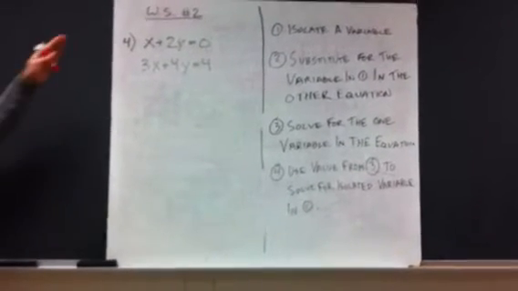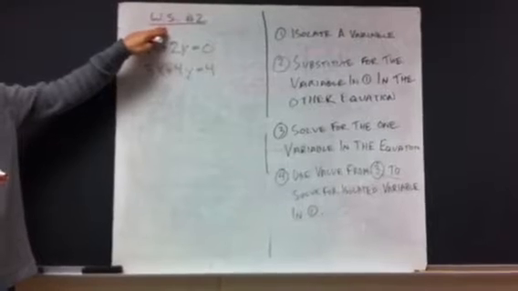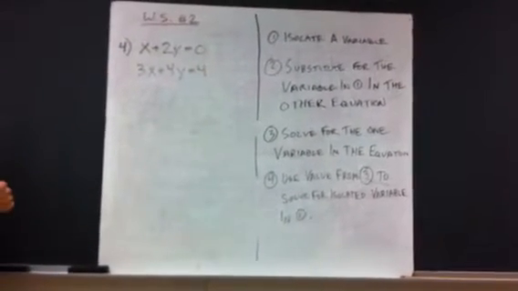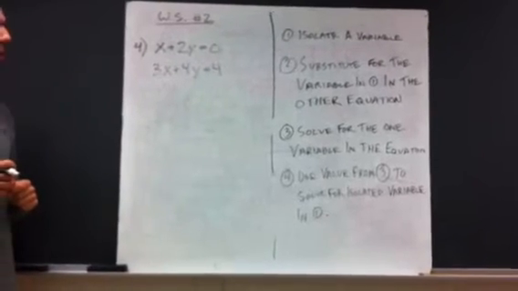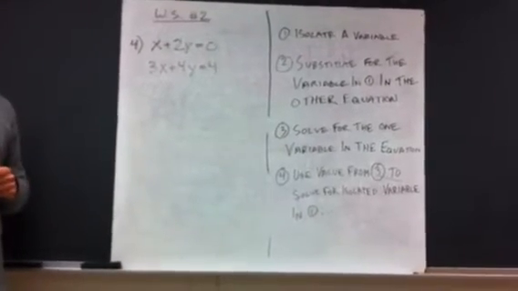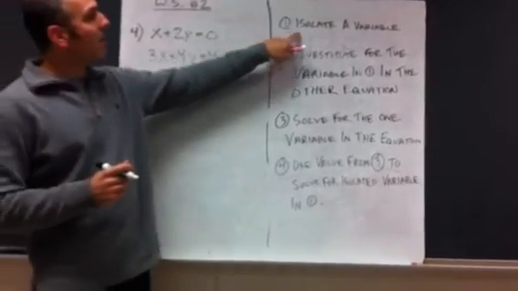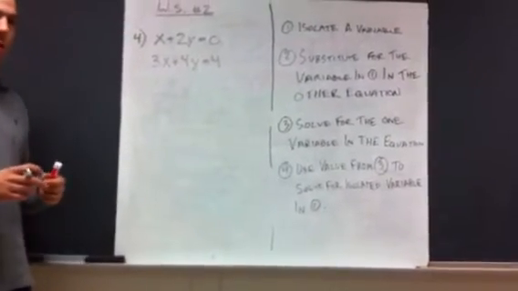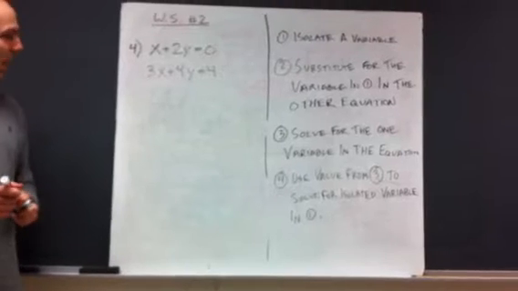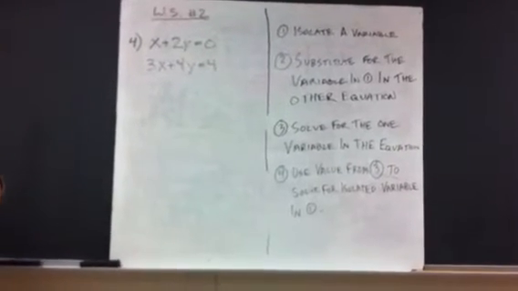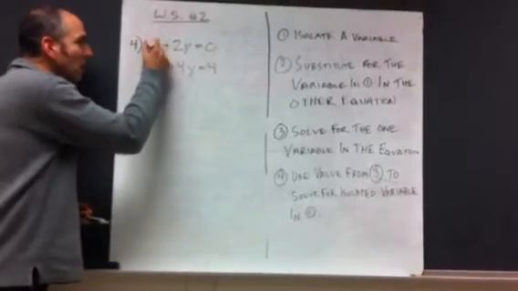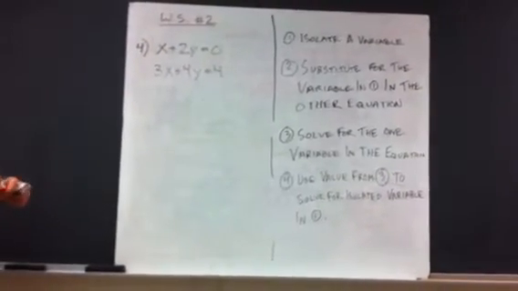Alright, so this is worksheet number 2 from Systems of Equations number 4. What do I do first? Anybody? What's step number 1? Isolate a variable. Step 1, isolate a variable. Which of the variables up here is the easiest one to isolate? X. X in the first equation. How do you know that? There's a 1x right there. Right. That's the easiest to isolate.